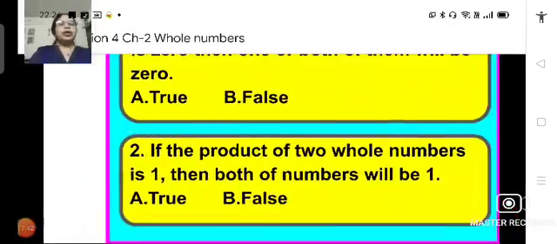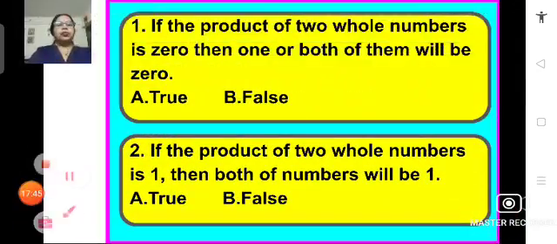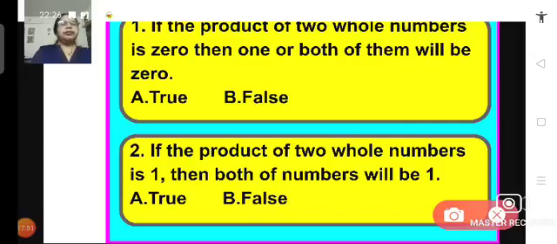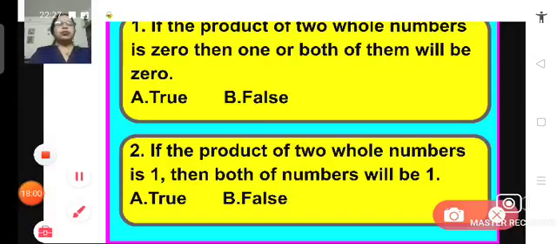Moving on to the next one. If the product of two whole numbers is 0, then one or both of them will be 0. Yes, this is a true statement, because when the product of two whole numbers is 0, it means one of the numbers or both the numbers can be 0. So this is a true statement. Second one, if the product of two whole numbers is 1, then both of the numbers will be 1. Yes, it is true.